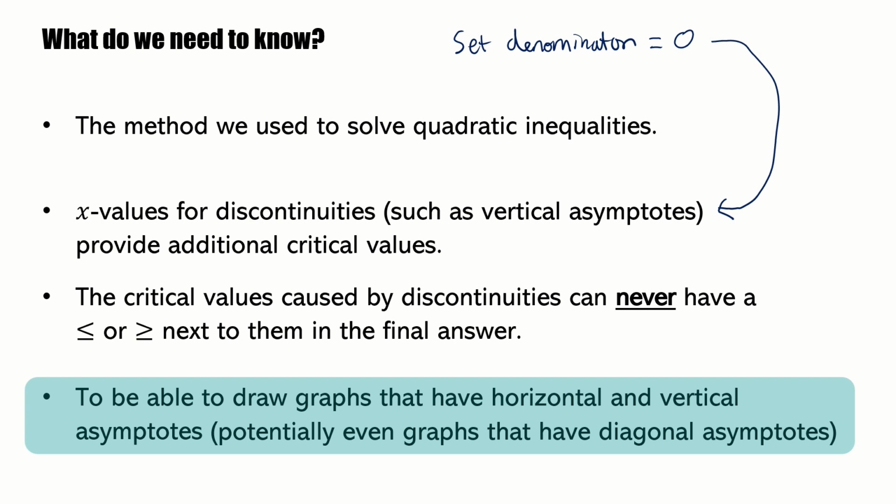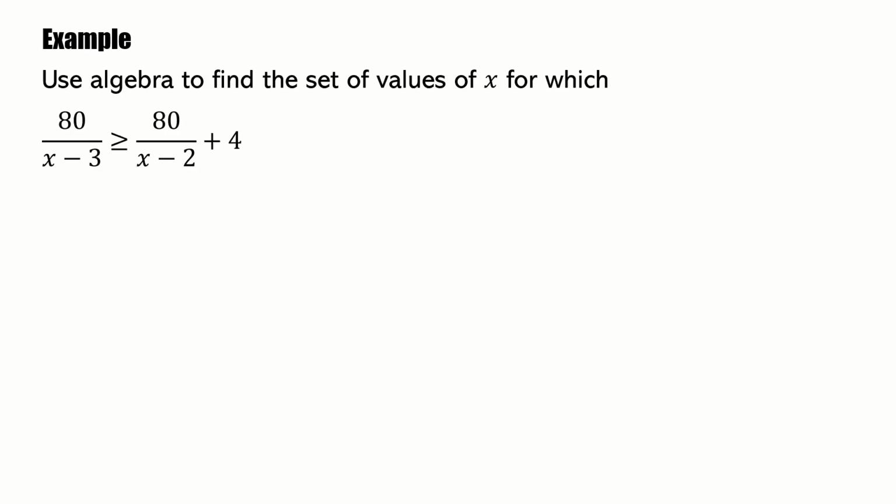It's worth mentioning, just for interest's sake, that graphs have diagonal asymptotes. They're officially called oblique asymptotes. But as I said, if it's not something that's on your exam board, then don't worry about that specifically. We can just use a graphical calculator to help us out. Okay, with all of that out of the way, let's get on with an example.